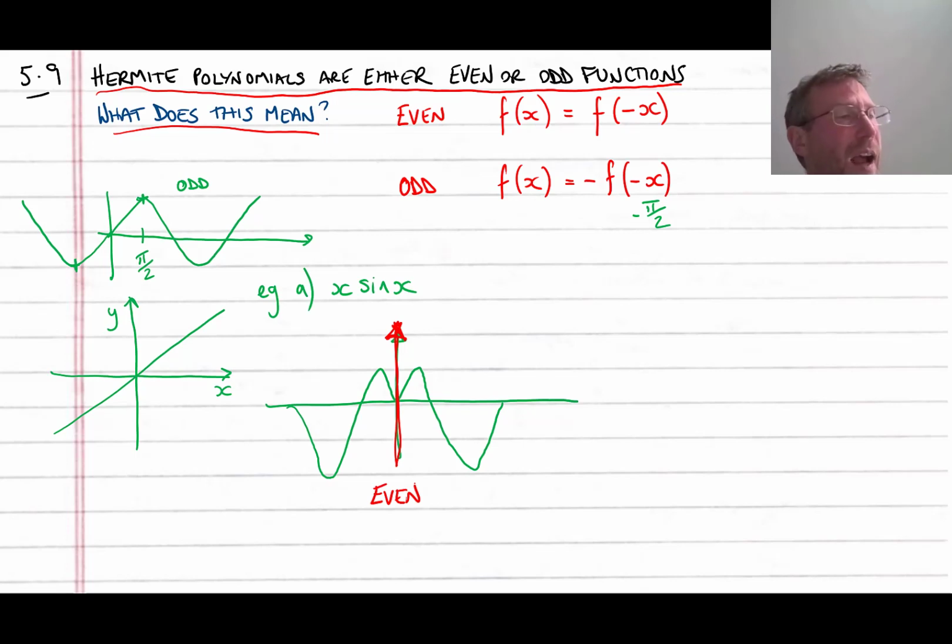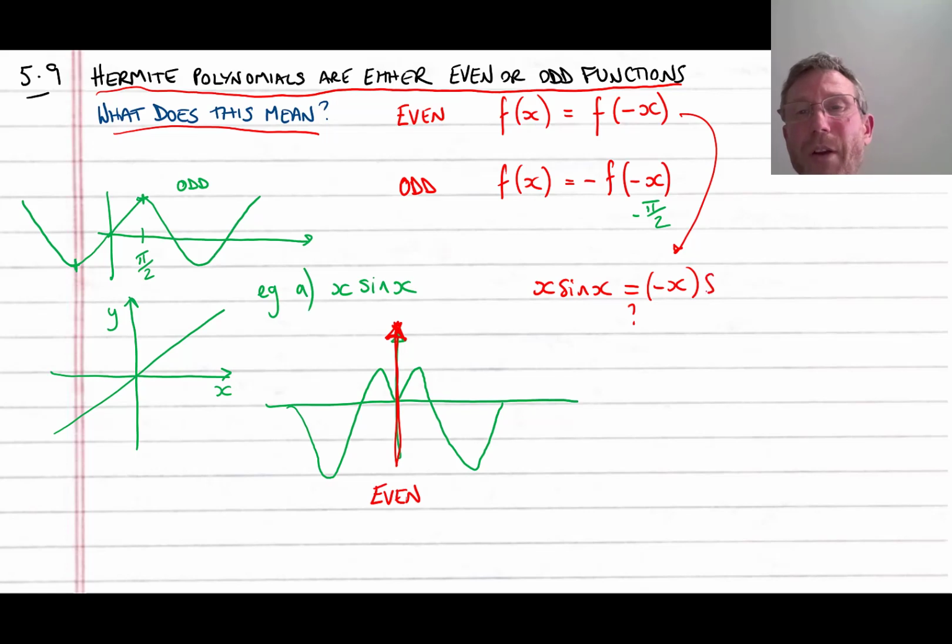So how would we determine this? Well, we've got our x sine x function in here, and we're going to try the test. We plug in a minus x for every value of x. If I plug in minus x for every value of x, what do I get? I get minus x multiplied by the sine of minus x. The minus x stays, but the sine of minus x, as I've already shown you, is an odd function.